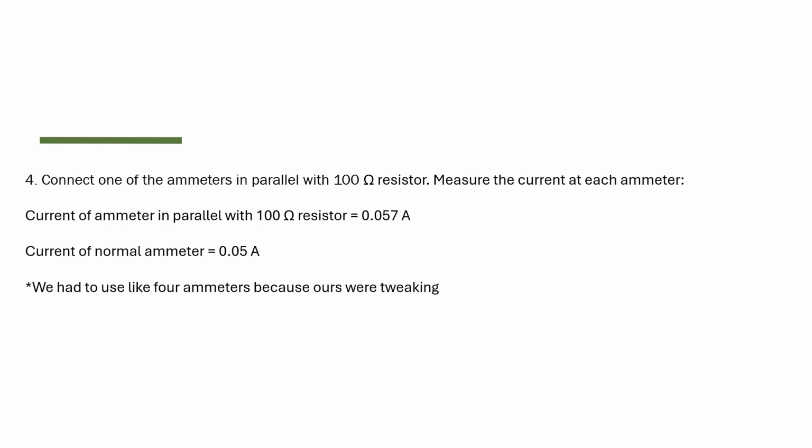Fourth, we connected one of the ammeters in parallel with the 100 ohm resistor and measured the current at both ammeters. The current of the ammeter in parallel with the 100 ohm resistor was 0.057 amperes. The current of the normal ammeter was 0.05 amperes.